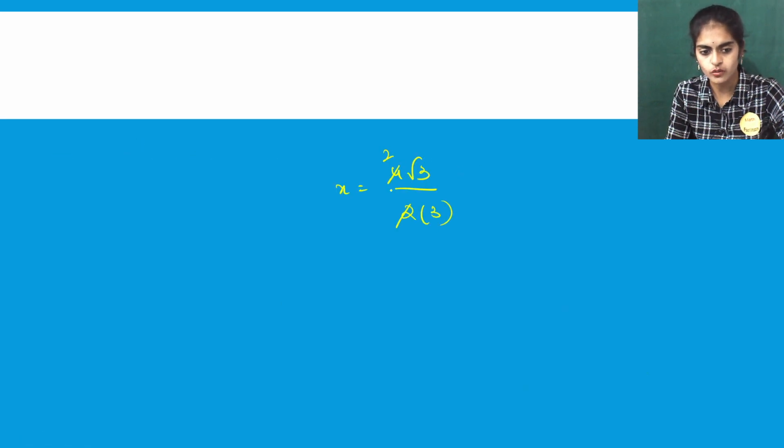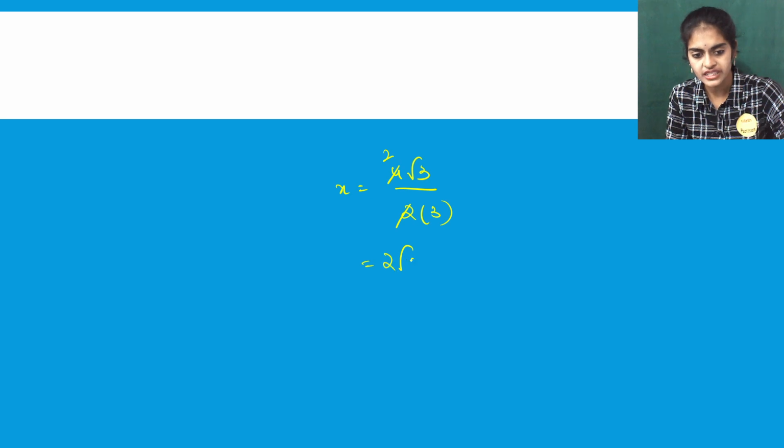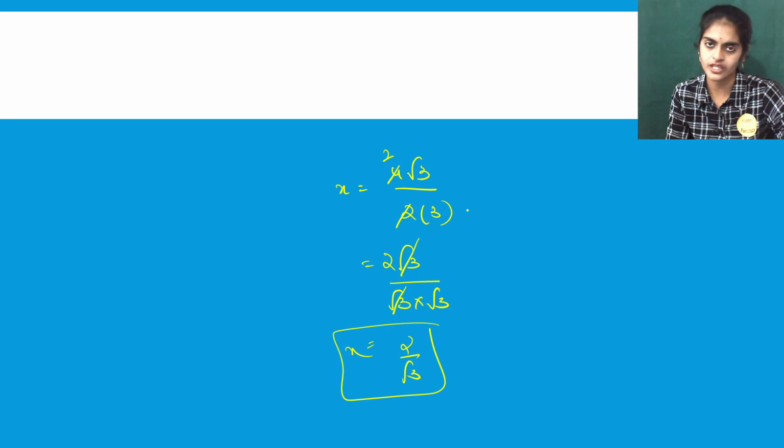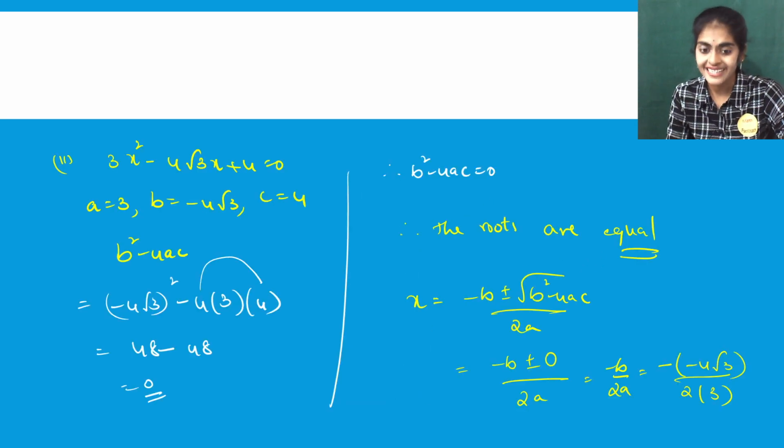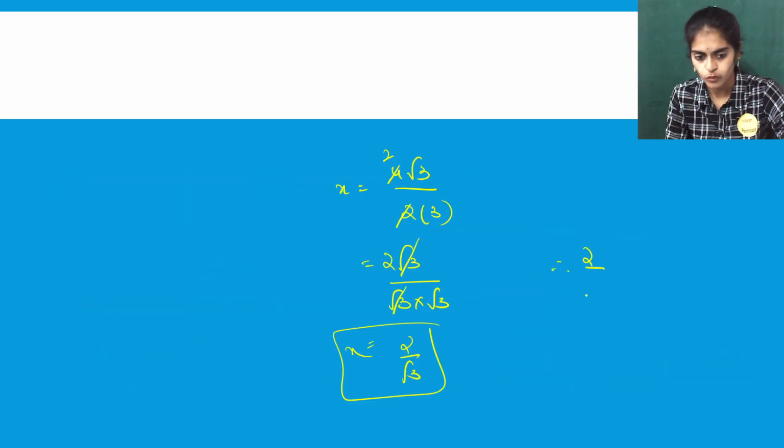So 2 ones are 2, 2 twos are 4, and 2 root 3 in the denominator, 3 I can write as root 3 into root 3. So cancel, you will have 2 by root 3. So x is nothing but 2 by root 3. Therefore the roots are real and equal. So both the roots are 2 by root 3 and 2 by root 3.